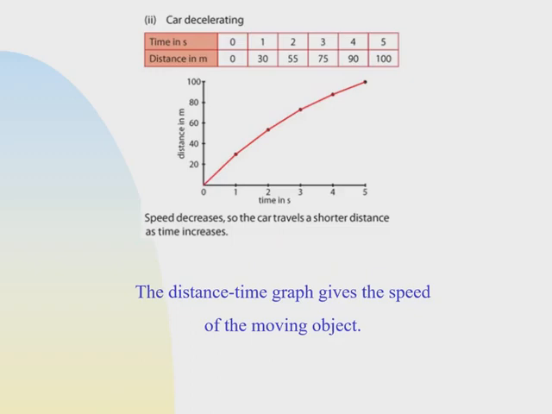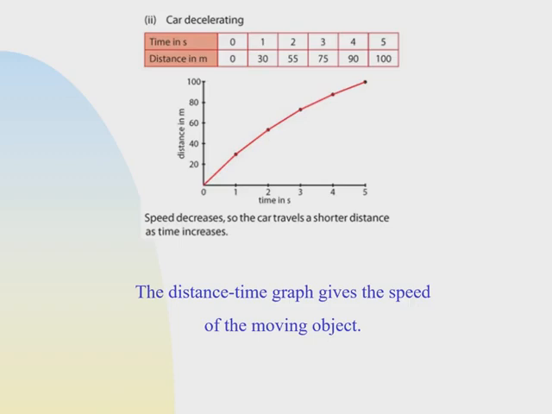Next, the car is decelerating. Time is increasing 0, 1, 2, 3, 4, 5. Distance is 0, 30, 55, 75, 90, 100. So we draw the graph and get points like this. So we can say speed decreases, so the car travels a shorter distance as time increases.